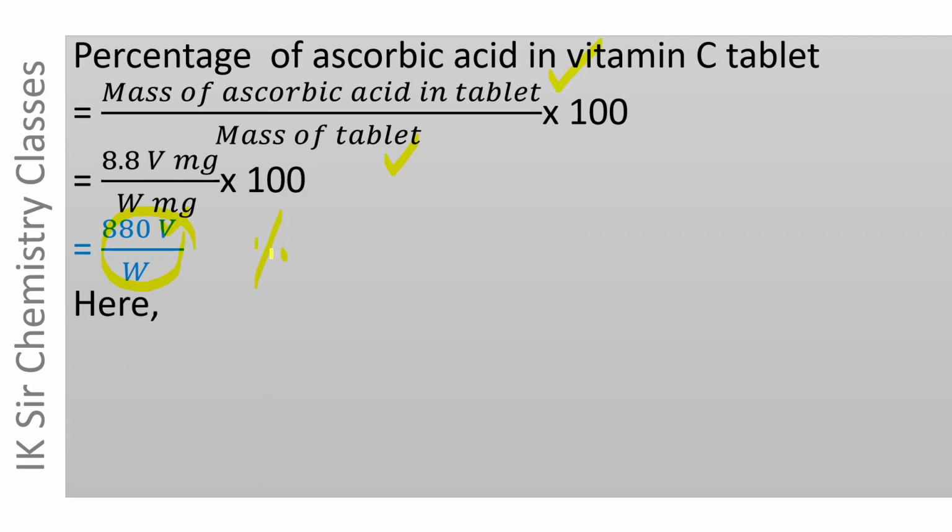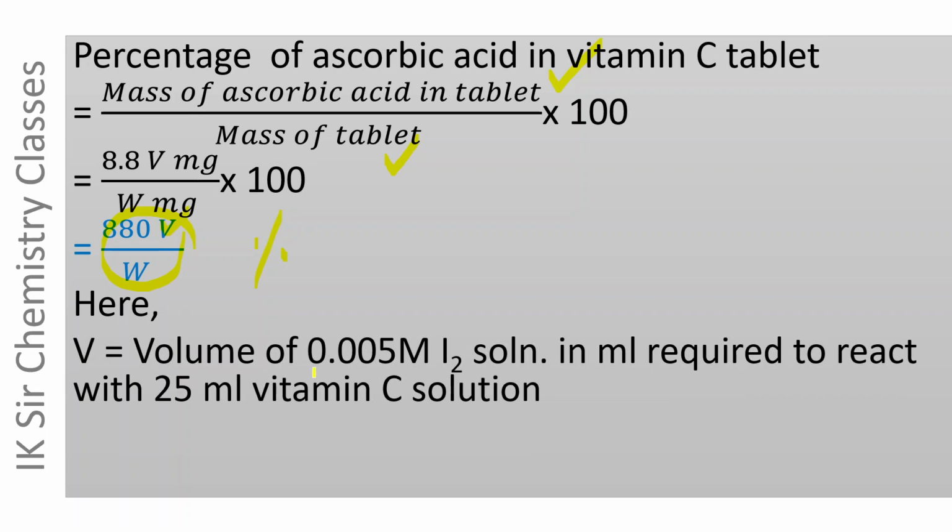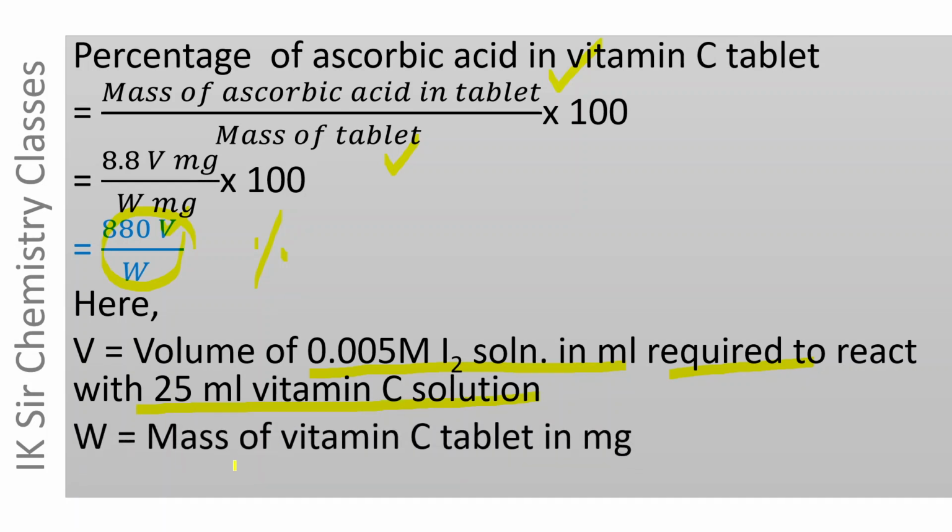Here V is the volume of 0.005 molar iodine solution in ml, which is required to react with 25 ml vitamin C solution. W is the mass of vitamin C tablet in milligram. Thus, by knowing the values of V and W, the percentage of ascorbic acid in the given brand of vitamin C tablet can be calculated easily.